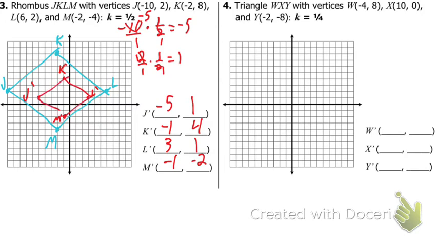So we end up getting this mini rhombus. That's half the size. Questions on that? Okay, give me a thumbs up if you're feeling good about these. Thumbs down if you're not. Be honest with me. I'm not feeling good. Thumbs up if you're feeling good. Thumbs down if you're not.